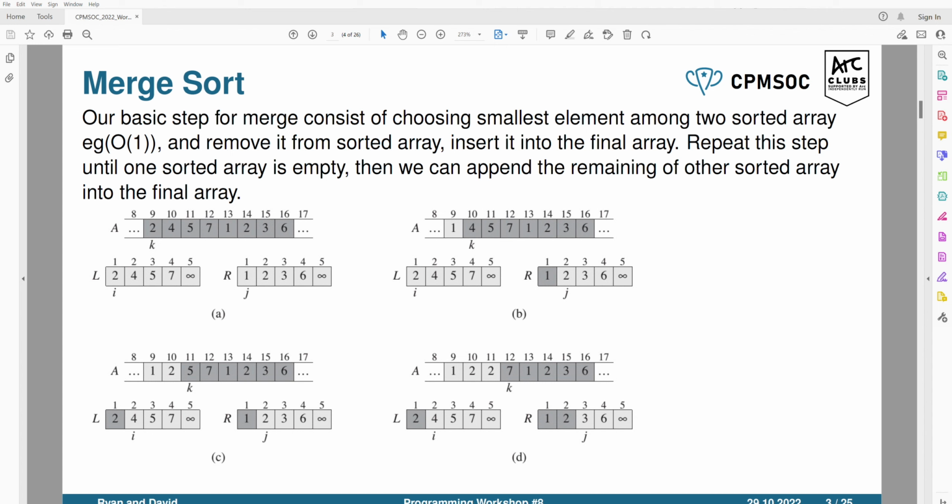We propose a very simple algorithm. Our basic idea is to choose the smallest element among the two sorted arrays, remove it from its sorted array, and put it into the final array. This step only takes constant time because both arrays are sorted, so the smallest element is always at the start, and we only need to inspect two elements at one time. We just repeat this step until one sorted array is empty, and then we append the remainder of the other sorted array to our final array.